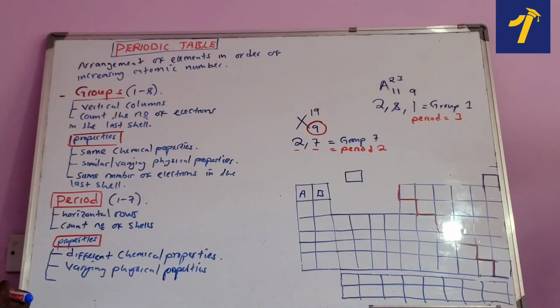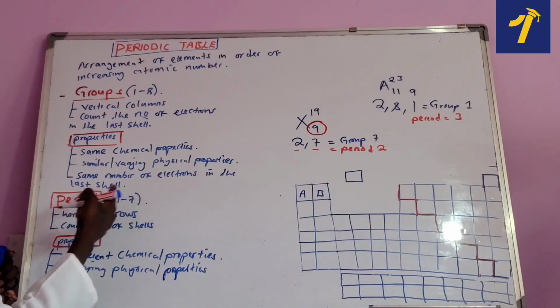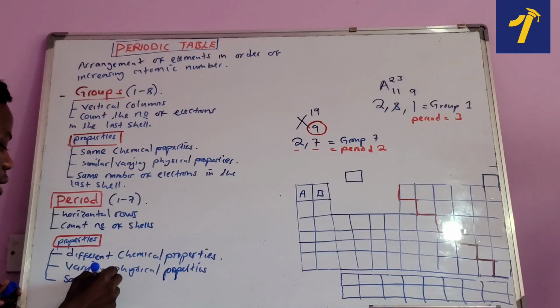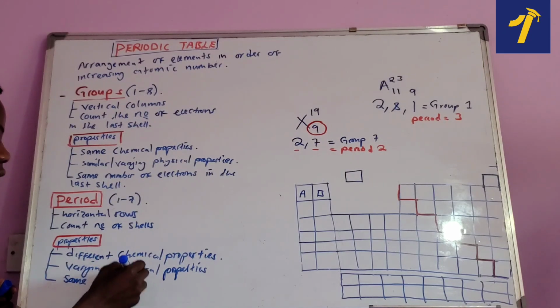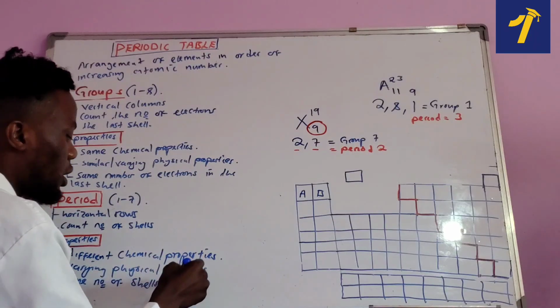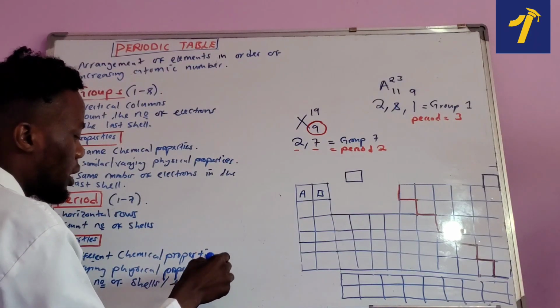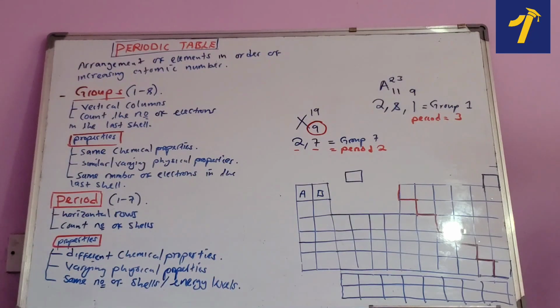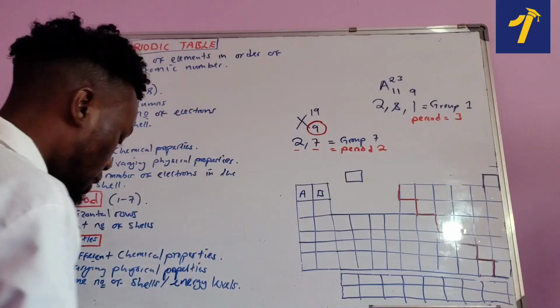What else? Now we talk about the same number of electrons in the last shell. What are we talking about here? As long as the two elements are in the same group, they're going to have the same number of shells or energy levels. Energy levels, because the other term we use apart from shells is energy levels. Very important things.